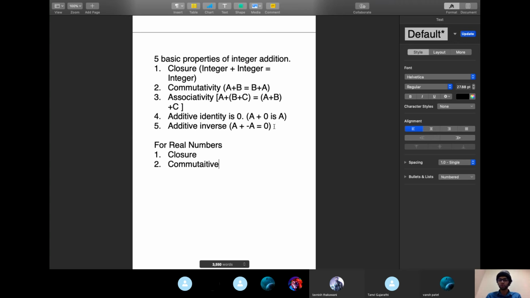Commutativity also holds true. Associativity also holds true. Just because they're real numbers, it doesn't mean that any of the properties have to change. So for example, pi plus 3 is the same as 3 plus pi. So commutativity has to work out. Associativity works out, and the identity is 0. So that's there. And the inverse is also there. Okay. So there's nothing much to worry about here.